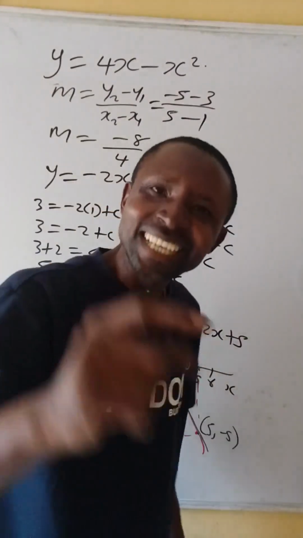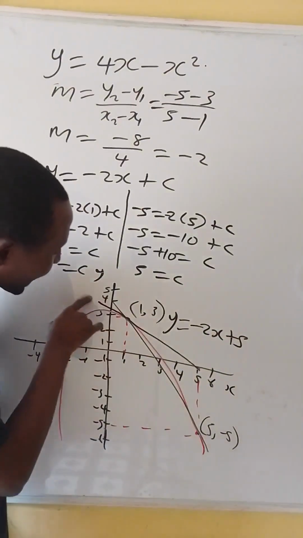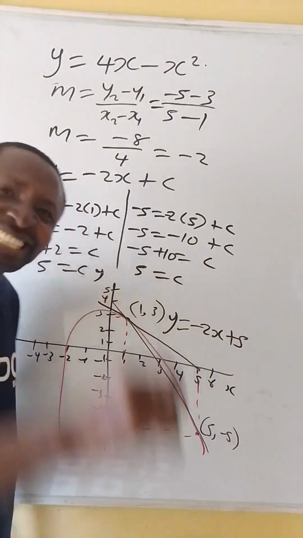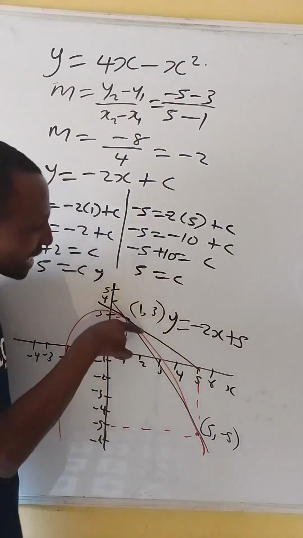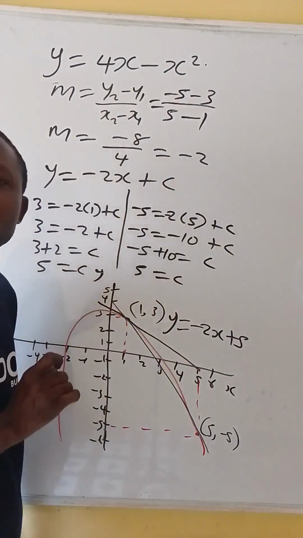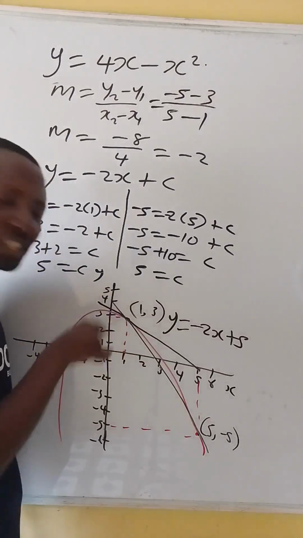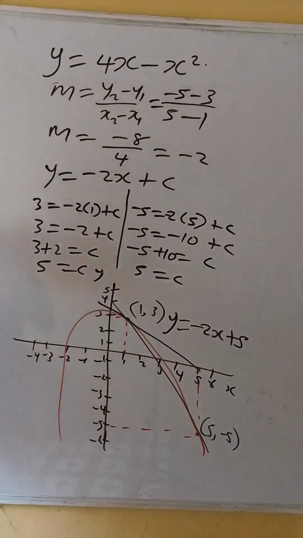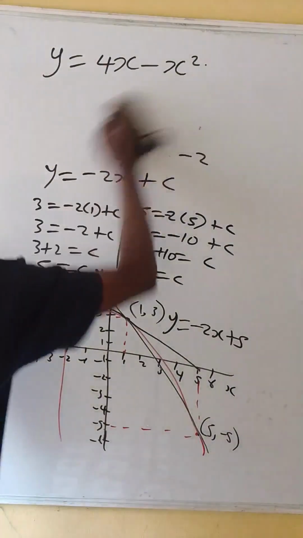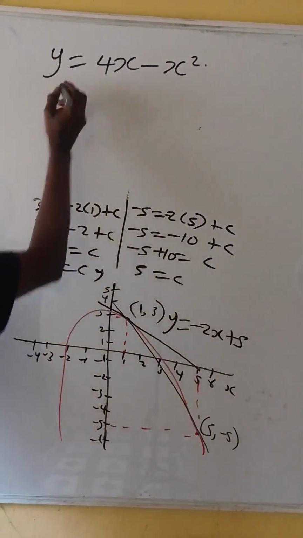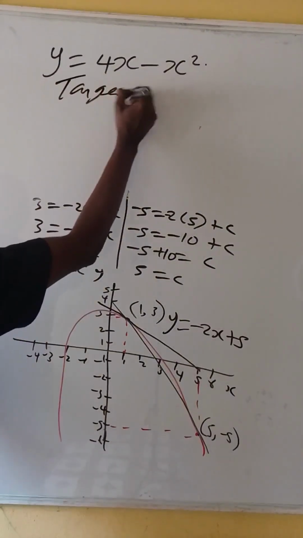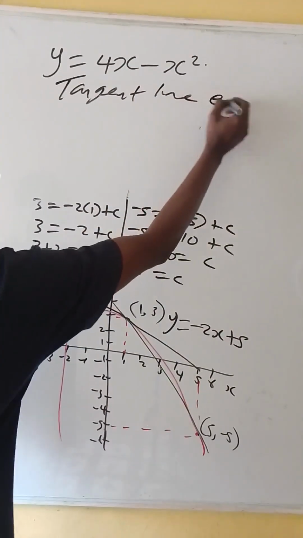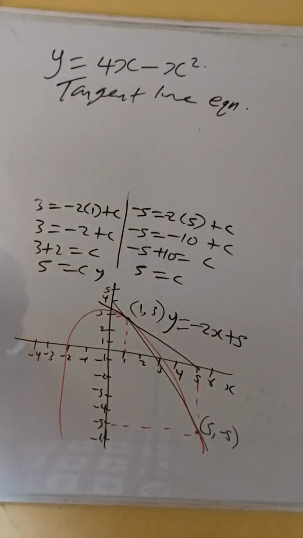I repeat, the gradient of this tangent is the gradient of the curve at the point where the tangent is touching the curve. And what is the point? X equals 1. So first of all, don't forget our equation here. I've done the secant line now, so now the tangent line equation.